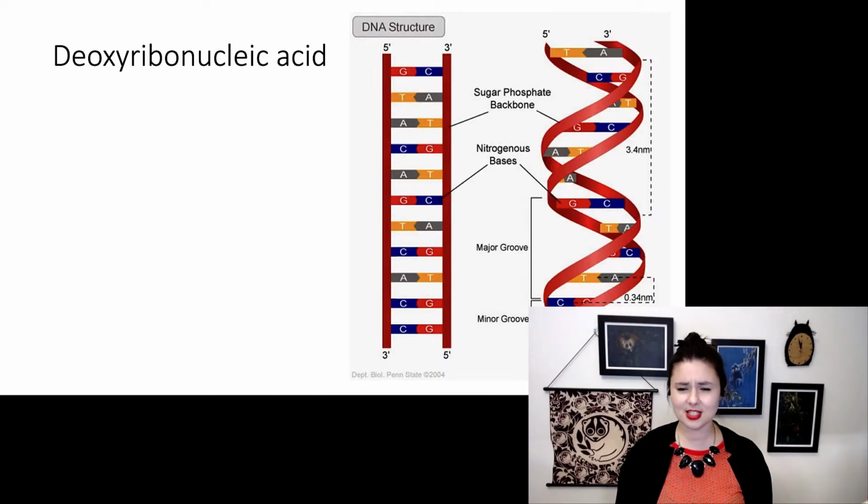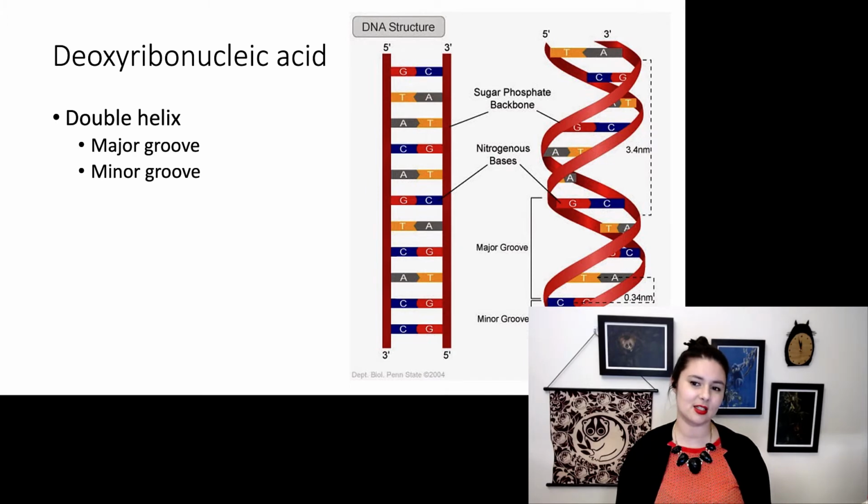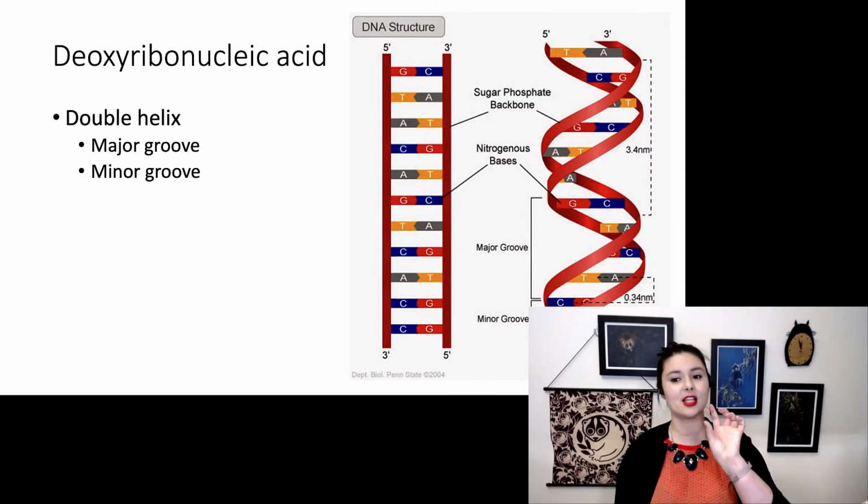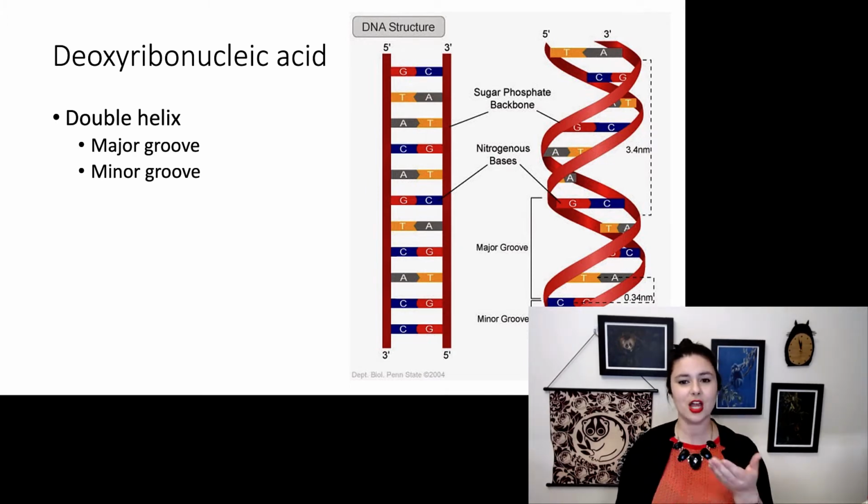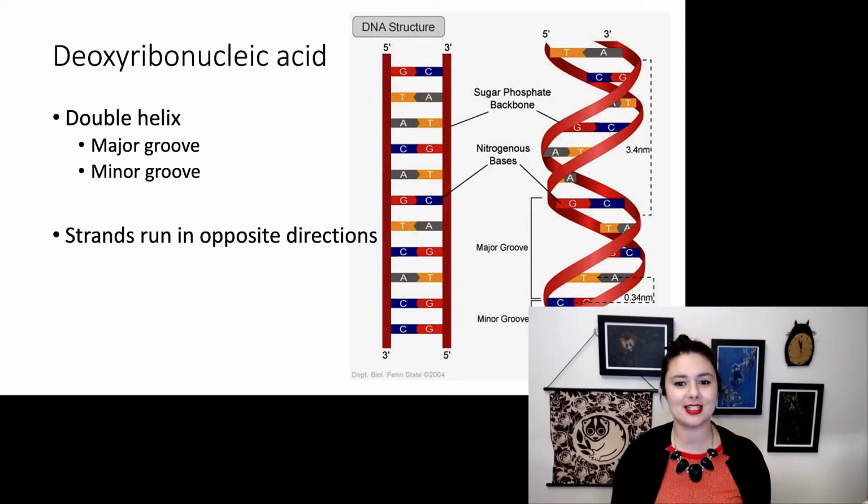But let's talk about DNA, or deoxyribonucleic acid. So DNA is a double helix. That means we have two strands that are wrapped around each other. Here we can see it both uncurled and curled, so you can see the structure in two different formats. What's interesting is these strands run in the opposite direction.